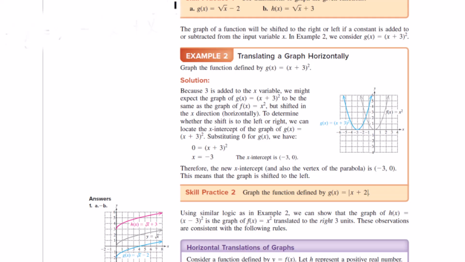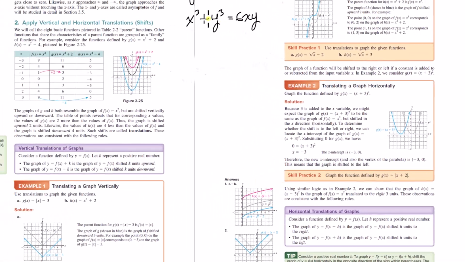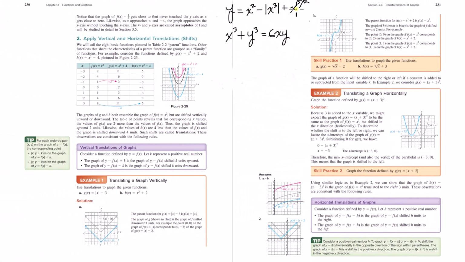That's the simplest case. But for the more complicated examples, if I wanted to shift this to the left 2 units, I would add 2 to every single x term. So y is equal to x plus 2 squared minus the absolute value of x plus 2 cubed plus x plus 2 to the 5/2. Let's take a look at that graph.